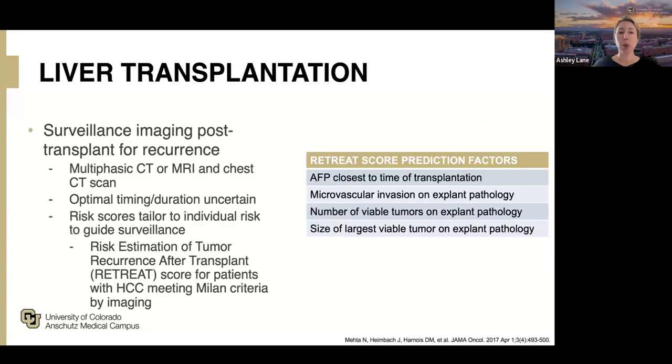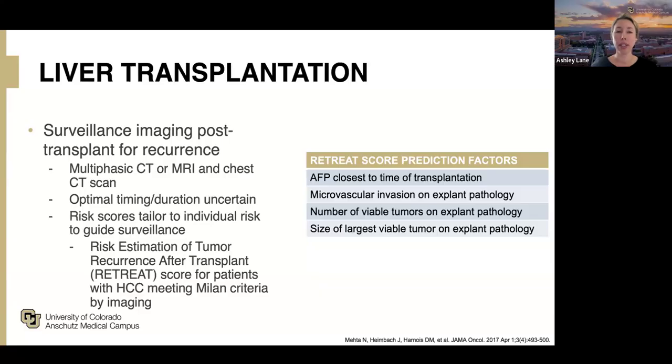So surveillance imaging post-transplant for recurrence, we do that. So like I said, transplant doesn't come with an absolute guarantee that the cancer won't come back. Up to 15% of patients, even if they were transplanted within Milan criteria, will have recurrent disease. So we still surveil for it after transplant. The most common sites of recurrence after transplant are the lung, followed by the liver, at 40 and 33%. So that's why you'll hear me talk about how we surveil the chest as well.